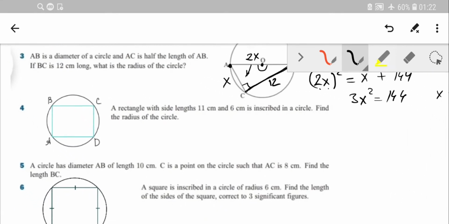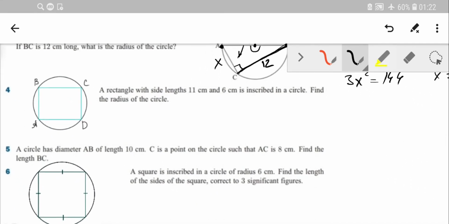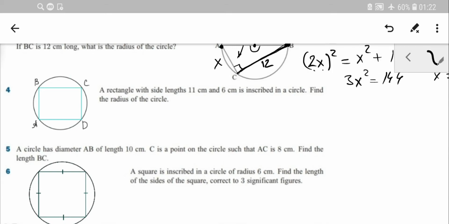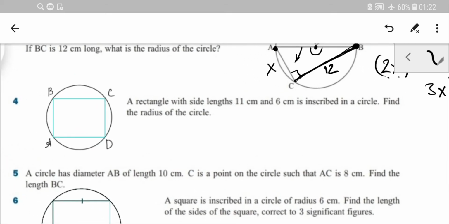Alright, so problem number 4. We have ABCD rectangle with side lengths 11 centimeters and 6 centimeters, and it's inscribed in a circle. Find the radius. Alright, side lengths 11 and 6, so we can put 11 here, 6 here, and it's inscribed, find the radius.